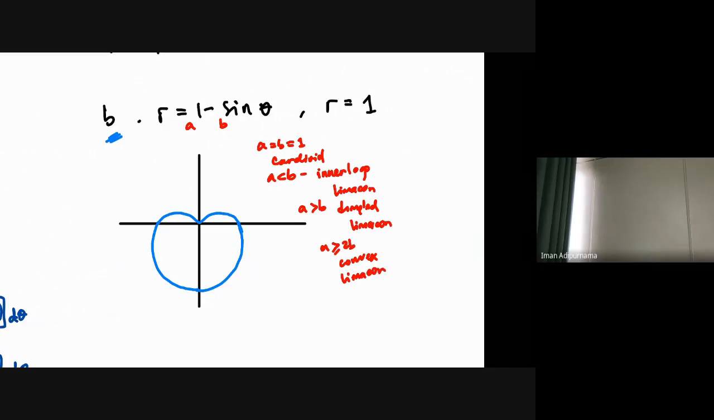So like I told you before, if this is a cardioid like this and you're getting smaller, like A less than B, for example A is 1 and B is 2, you will have the inner loop, and the inner loop will be the difference between A and B, so the distance should be 1. The dimpled limaçon is similar to the cardioid, but it has a dimple, not a cusp at 0 here. And convex is not dimpled, it's like a straight line, getting more and more like a circle when you have bigger A. So from here, let me continue to draw the circle.